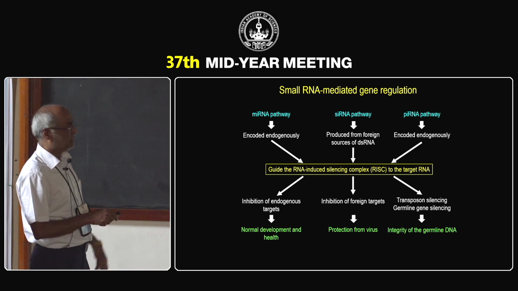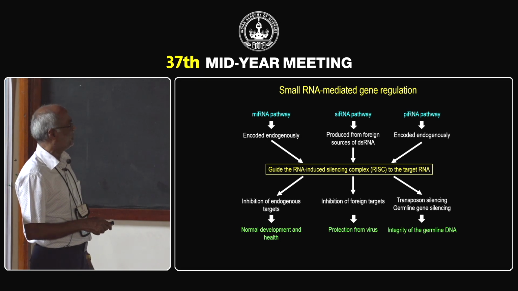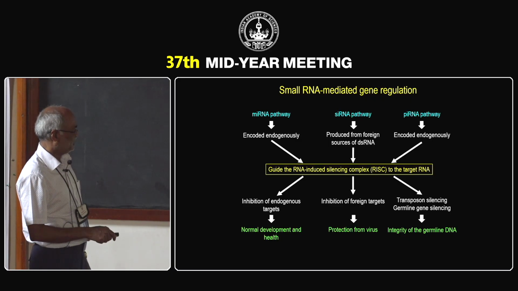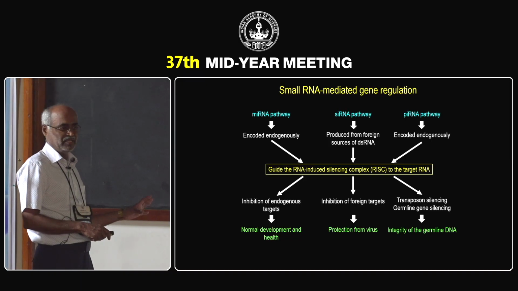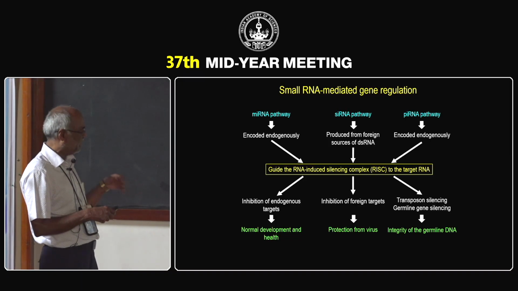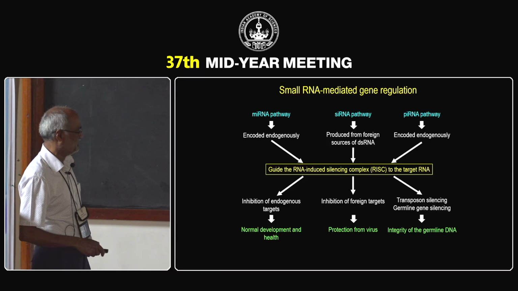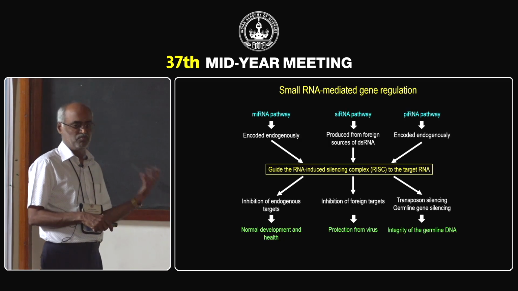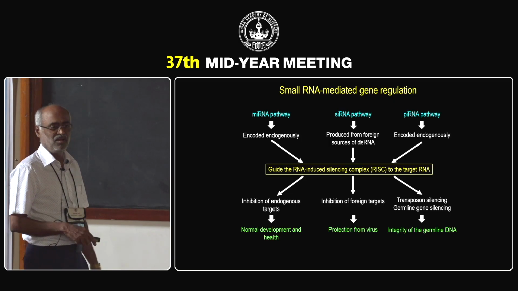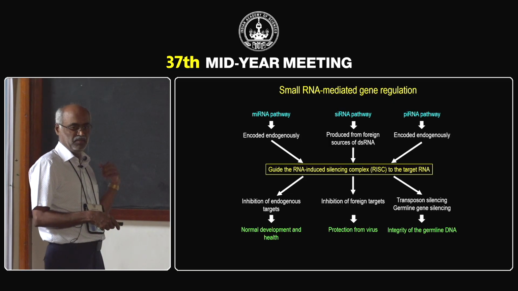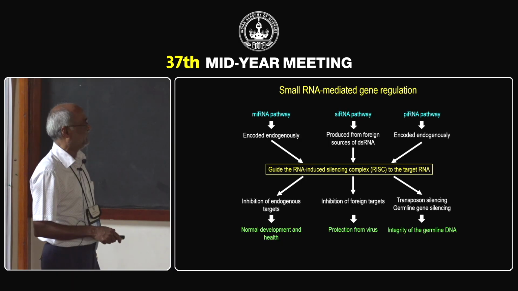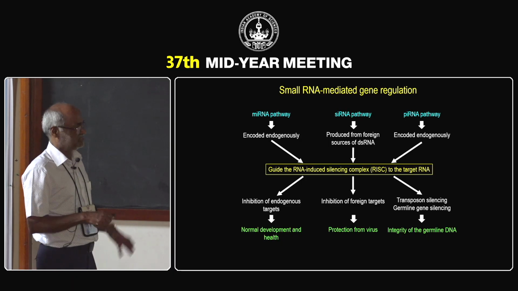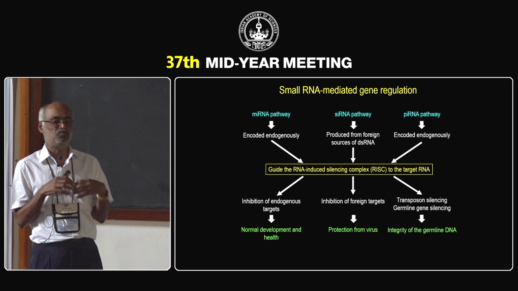miRNAs are produced by our own set of genes, the endogenous ones, and their function is primarily to regulate gene expression during development as well as in normal adult function. siRNA defends our body from pathogens like viruses; viral RNA or viral DNA, any foreign genetic material, gets silenced by this pathway. The piRNA-based silencing protects the genome of our germline.